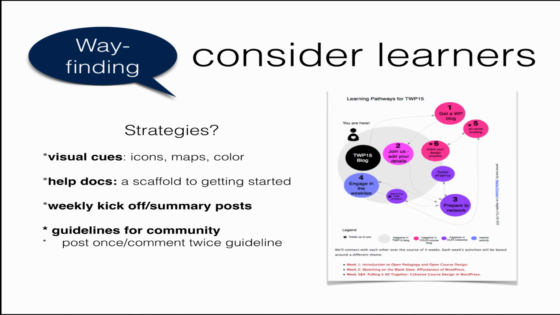And so some of the strategies we've used in relation to that are visual cues, icons, the map, color, help docs, which can be a scaffold to getting started for people who are new to social networking and blogging, weekly kickoff or summary posts, sometimes webinars, and then guidelines for the community. So we've adopted this idea of post once, comment twice as a guideline, just to encourage that back and forth, sharing support and feedback to each other.